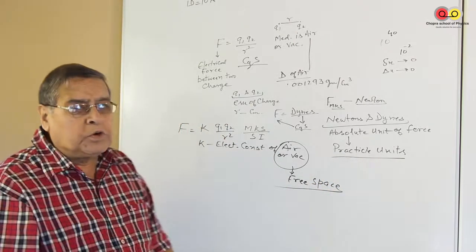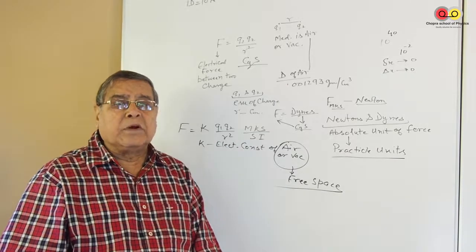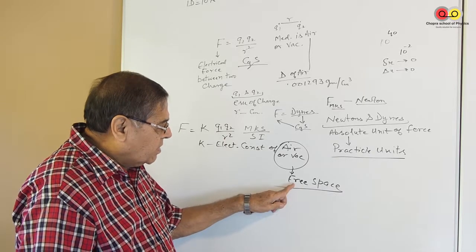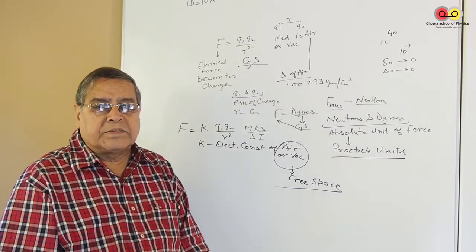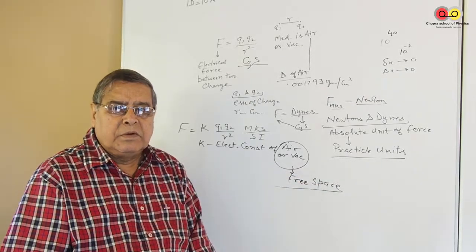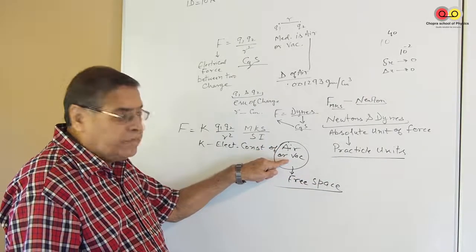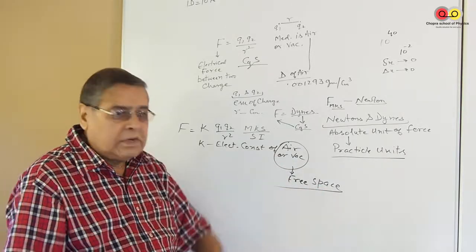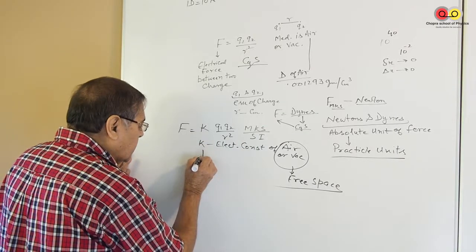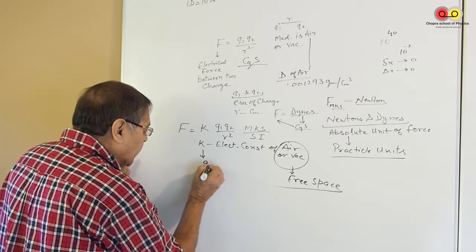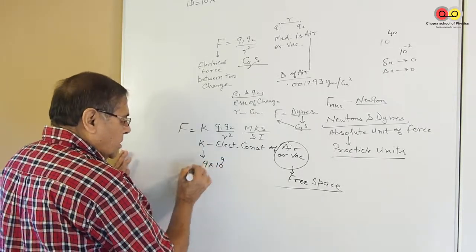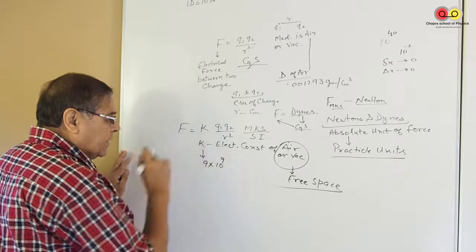So normally in your books when you read and in the questions, you will find that most of the time we are using the term free space. So free space is nothing, you must not be confused. It should be taken as air or vacuum. That's the meaning of free space. And the electrical constant of air is taken as 9 into 10 to the power 9.